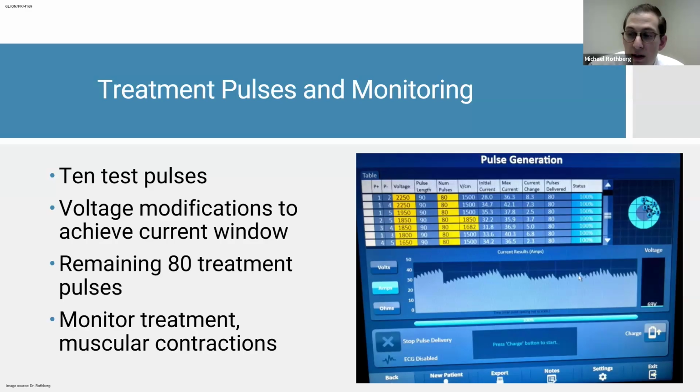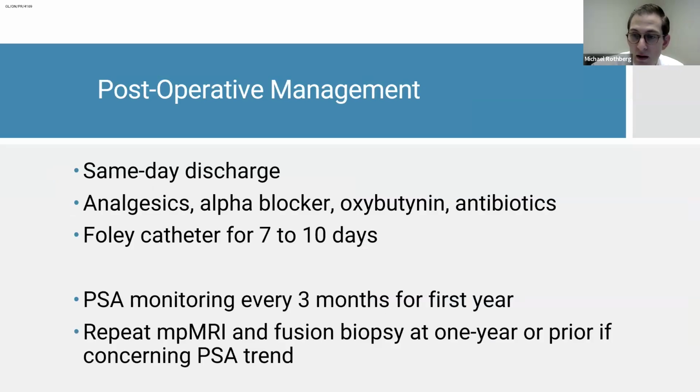Once all the voltages between electrode pairs are finalized, we can then deliver the remaining 80 treatment pulses between each electrode pair, and the treatment itself is typically going to take somewhere between 15 and 20 minutes. So these patients, I do them all at our ambulatory surgery center. They're same-day discharge. They keep their Foley catheters for 7 to 10 days.